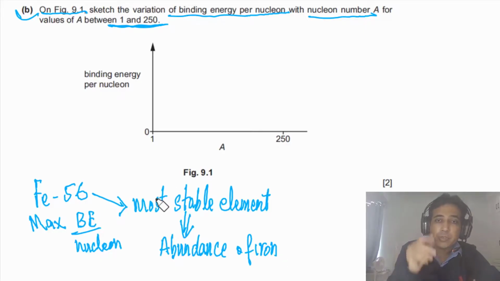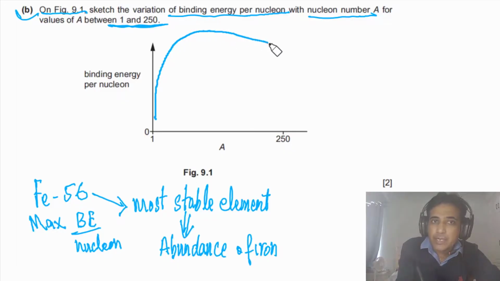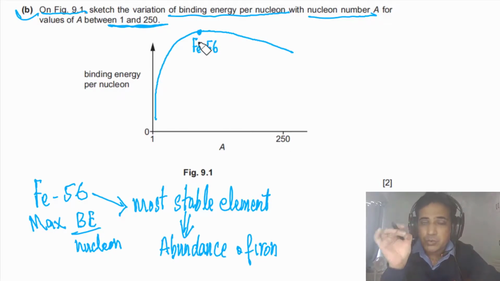Now, keeping these points in our mind, we can sketch the curve. Simply we can start from here. It will go sharply up and reach the peak, and after that it will go down. Iron-56 is located somewhere here, so we can say this is Fe-56, because Fe-56 is the most stable element.